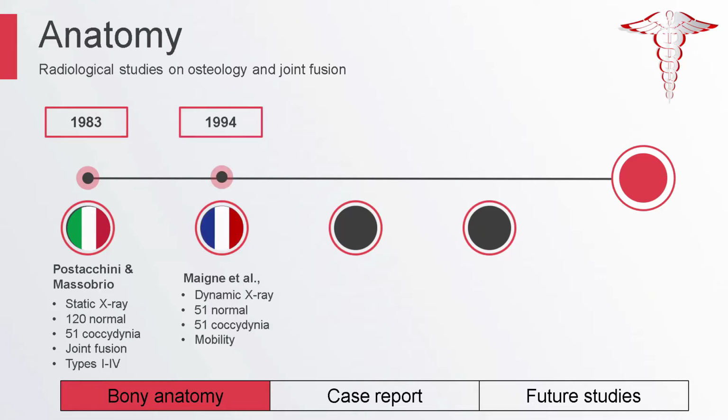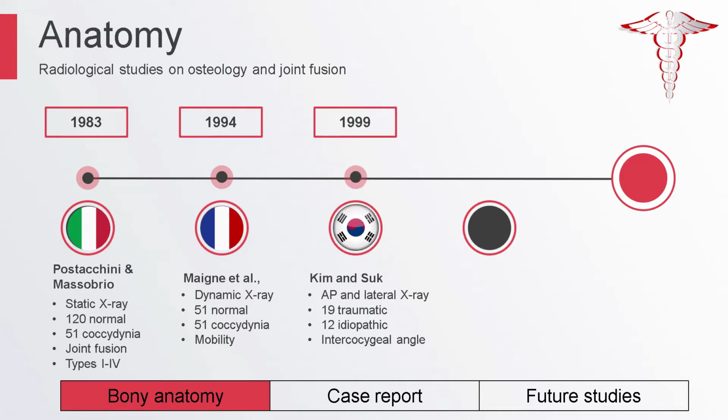So the next big study was by Dr. Maigne in France. So I spent a month with him before coming here. And he really contributed. He came up with the idea of dynamic X-ray, published in '92 actually. And he's published a lot more stuff. And then you have the Koreans in '99. They kind of came up with the idea of an intercoccygeal angle and how to objectively measure it rather than using types. Again, we don't really use that so much.